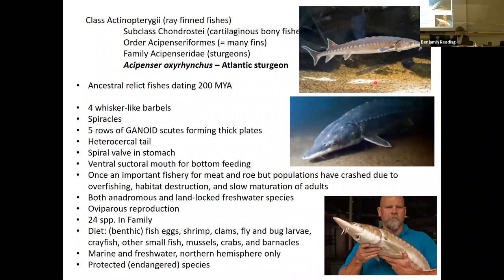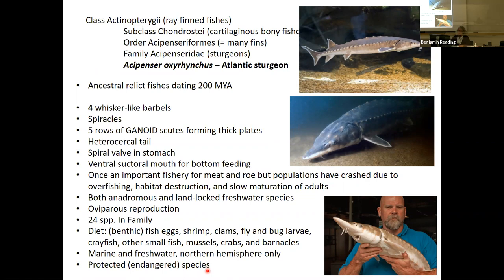They lay eggs, they're oviparous. There are 24 species of sturgeons in family Acipenseridae. Diet is benthic, again, with this benthic mouth: fish eggs, shrimp, clams, insect larvae, crayfish, other small fishes, and then inverts, mussels, barnacles, crabs, things like that. There are also marine and freshwater types. Northern hemisphere only, interestingly. You don't see a lot of sturgeons in the southern hemisphere.